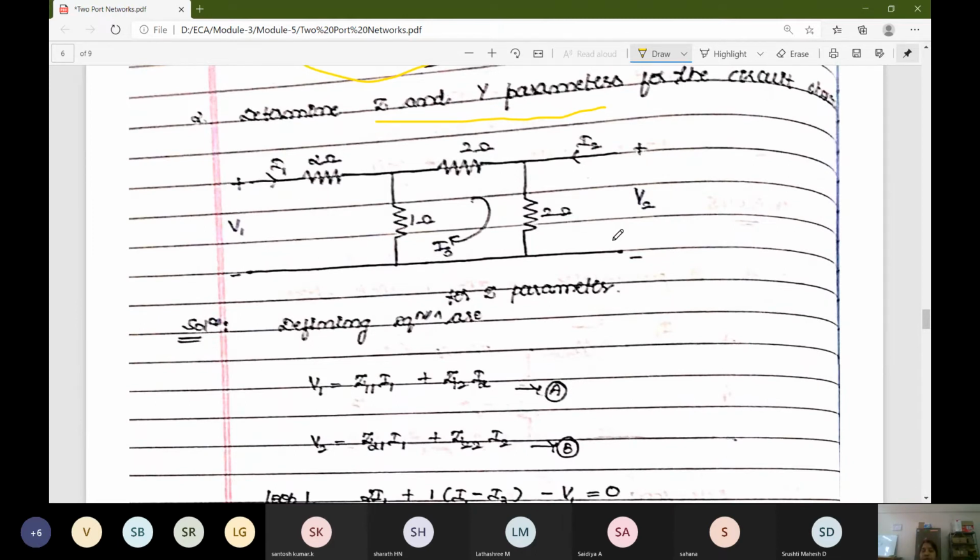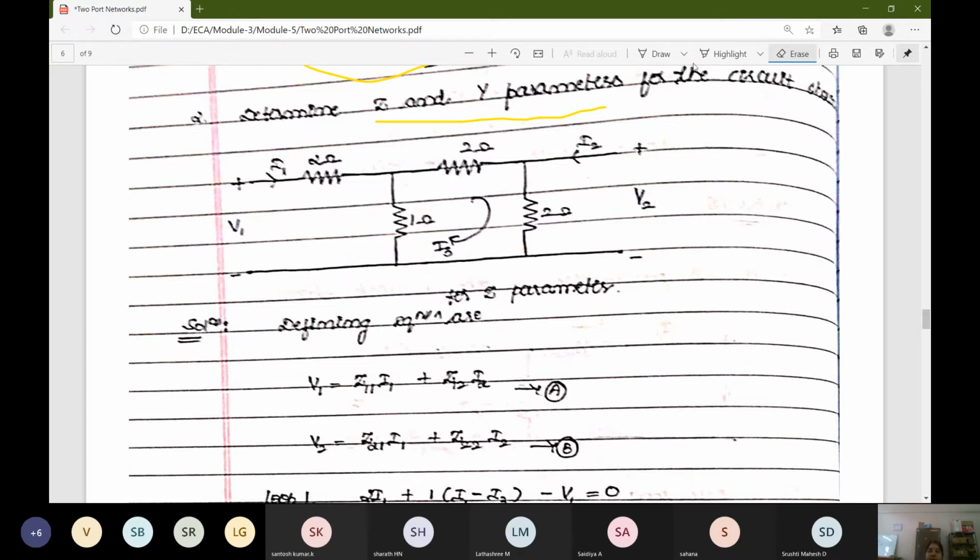See, there are two ways of solving it. One thing is, we have a delta here. You can observe this 1, 2 and 2. This forms a delta. This delta can be converted to star. After converting to star, the network will be reduced and you can solve it. That is one method. One more is we can go with taking the three loops.